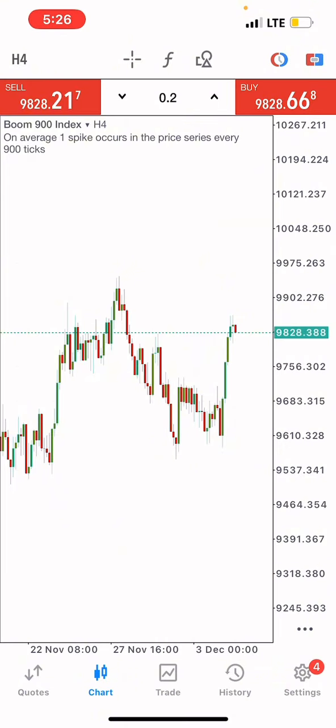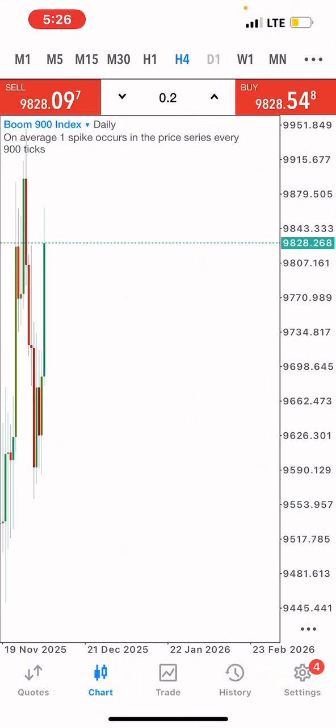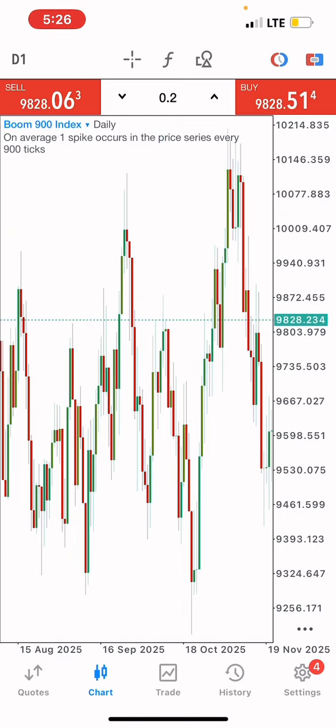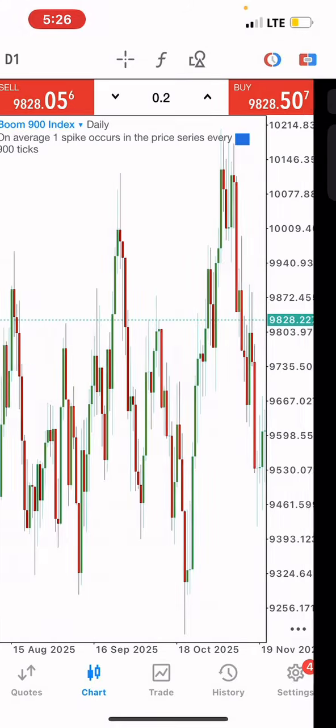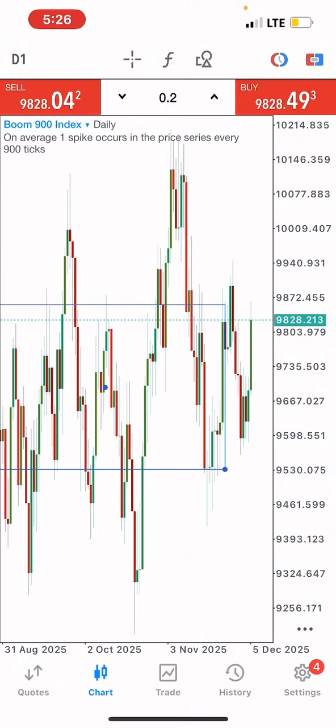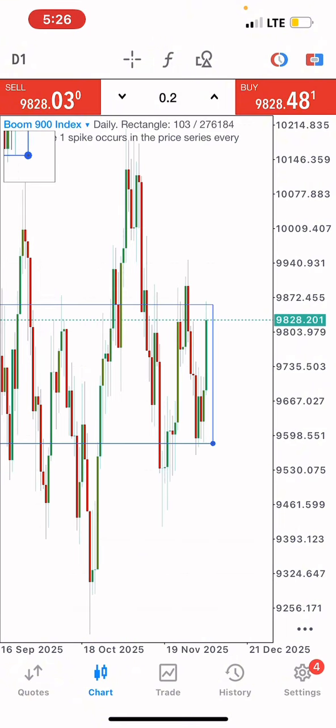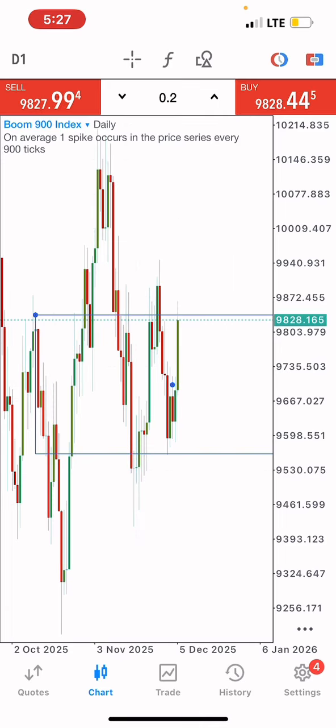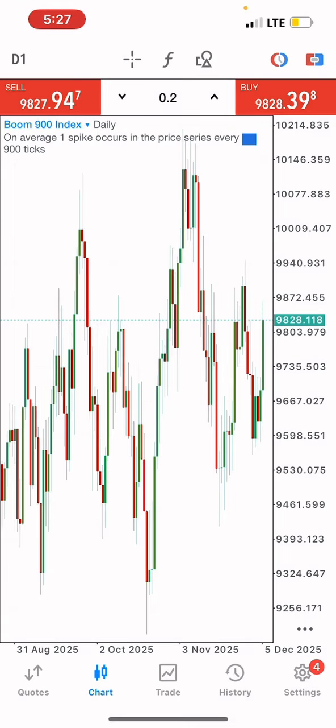This is the Boom 900 index market. I'm going to go to the daily time frame first of all to see what the market looks like. Looking at the daily time frame, it's obvious the market has been ranging around where it is at the moment. Price usually just ranges around here when it gets to that level. So I have taken that into consideration.